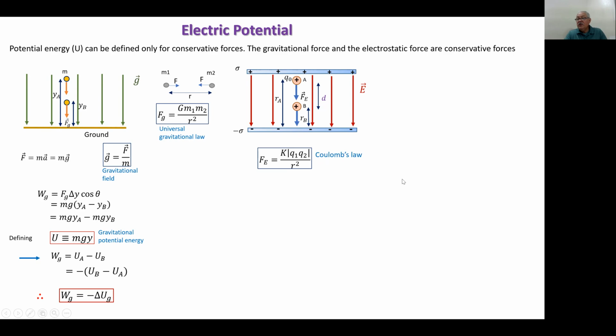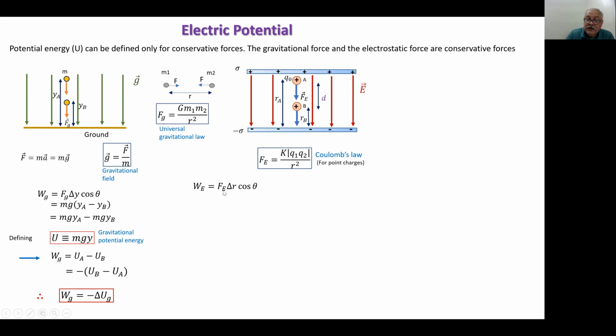Right now, when we use the Coulomb's law that we found before, the electrostatic force is equal to K times the absolute value of the product of the charges, divided by the distance squared between the two points. And that's the Coulomb's law, great, for point charges.